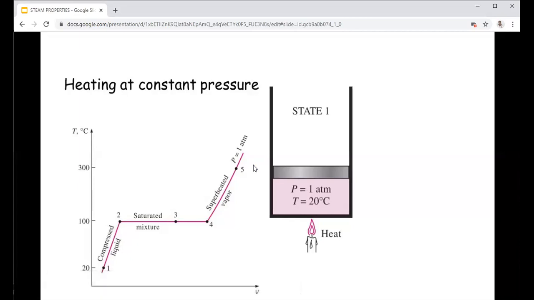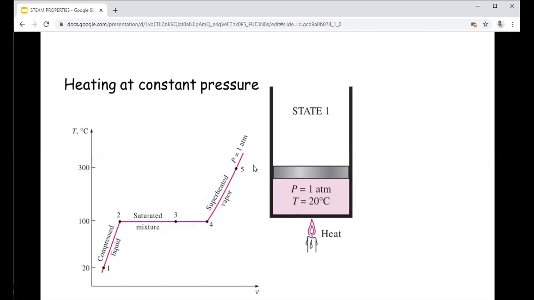One was saturated liquid, which is state 2. The other was dry saturated steam, which is state 4. The third was the wet steam, which is state 3. And state 5 was a superheated steam. We considered the heating of water from 20 degrees centigrade up to the boiling point at atmospheric pressure, which is 100 degrees centigrade, and we call that sensible heating.